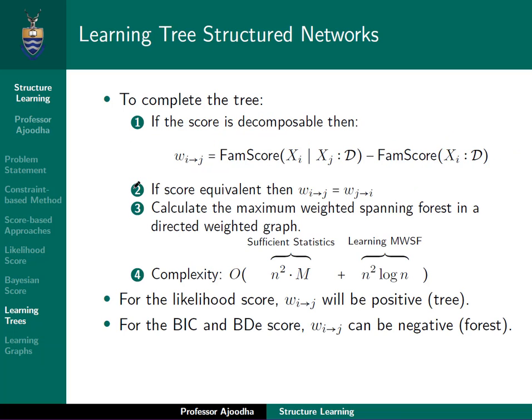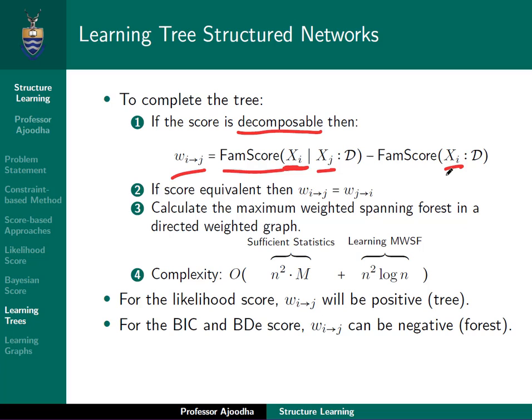So how do we actually learn a tree? Assuming that we have a particular scoring function, then we can easily learn a tree by calculating a weight between i and j. This is very easy if you have a decomposable score, because then you can isolate the score for just the variable and the parent that we're considering for that variable. So we consider a weight from i to j, and then we calculate the family score of that variable i and its parent j, and then you subtract from that the score of x_i on its own.